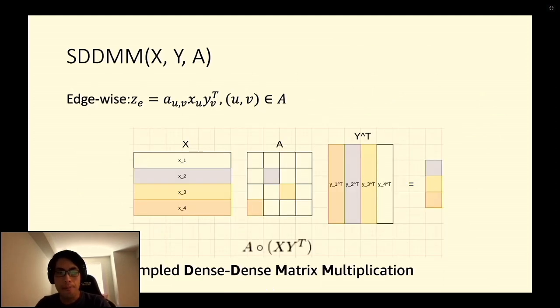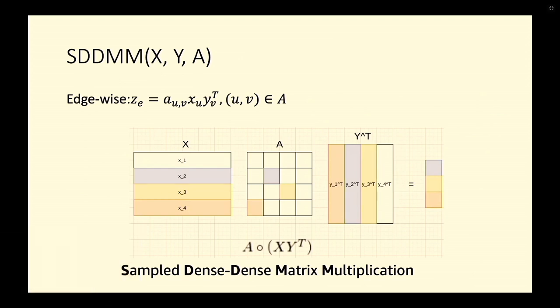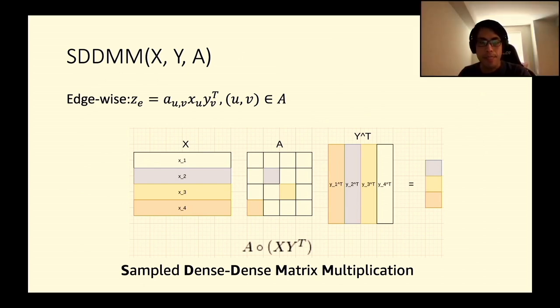Here, we show two sparse operations that capture the simplified node-wise operation and edge-wise operation shown in the previous slide. SDDMM, namely sampled dense-dense matrix multiplication, takes a row U from the left matrix X and a row V from the right matrix Y and performs a dot product, if the sparse matrix has a non-zero value in row U and column V. We can use this operation to generate messages on edges in a graph.